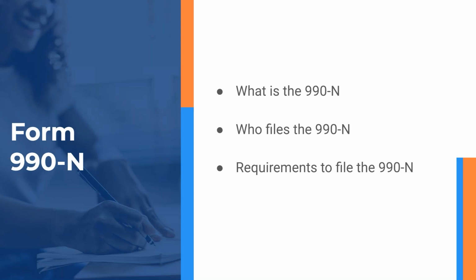Organizations eligible to file the 990N can choose to file the 990EZ voluntarily, but those required to file Form 990EZ cannot choose to file Form 990 instead. Remember, you can file up, but you cannot file down.